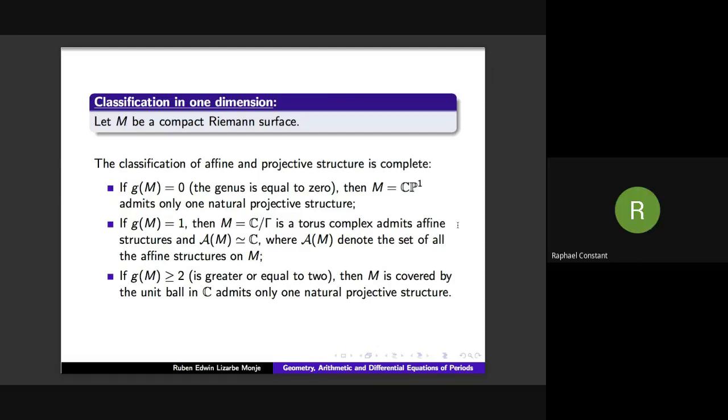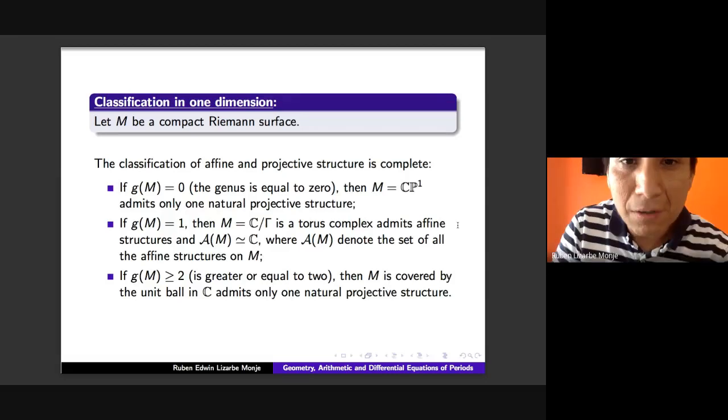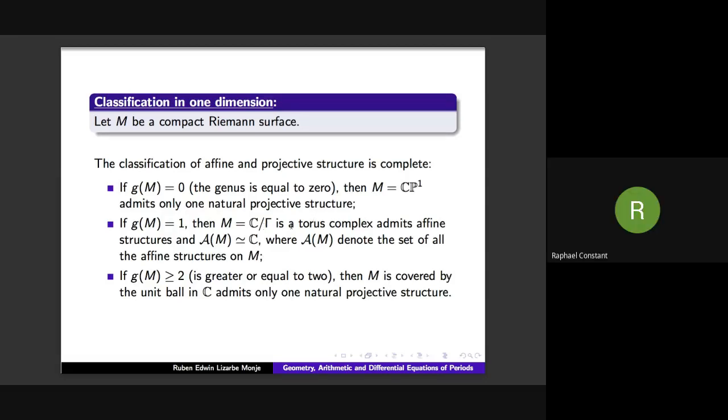What about projective structures in the genus 1 case? In genus 1.